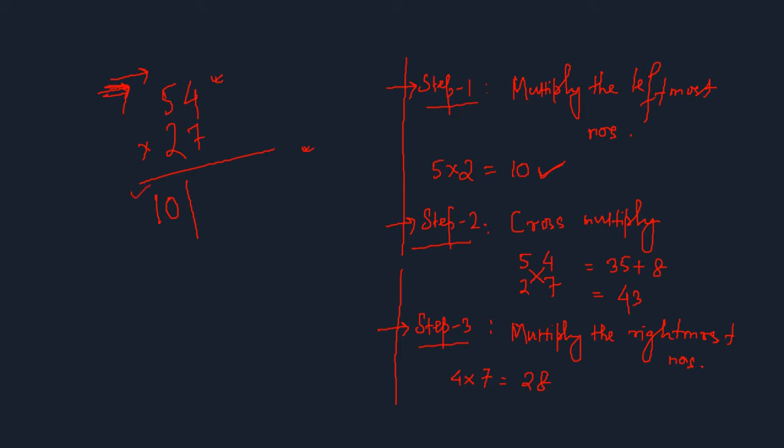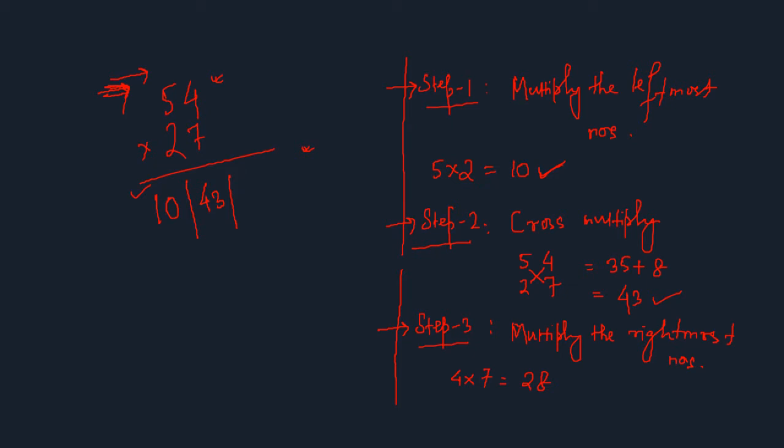The next step will be the cross multiplication, if you remember. The cross multiplication will be between 5 and 7 and 4 and 2. The result we obtained is 43. We'll just simply write it down. Now 43 is already a 2-digit number, so we do not need to add a 0 preceding it.